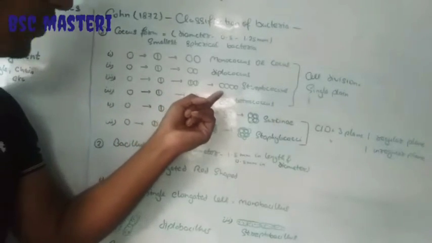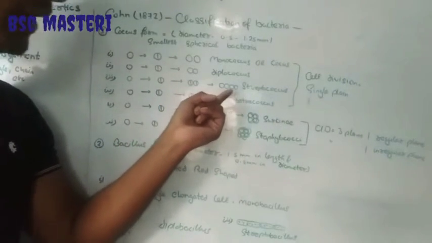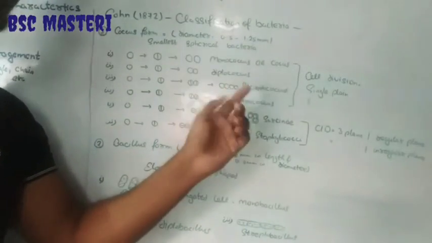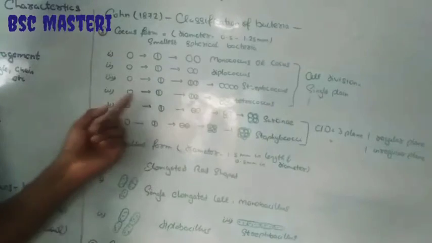Third type of bacteria is the bacteria that divide by a single plane, stay in a pair, and get further division and form a chain. It is known as Streptococcus bacteria. The bacteria present in the form of a chain are known as Streptococcus bacteria.